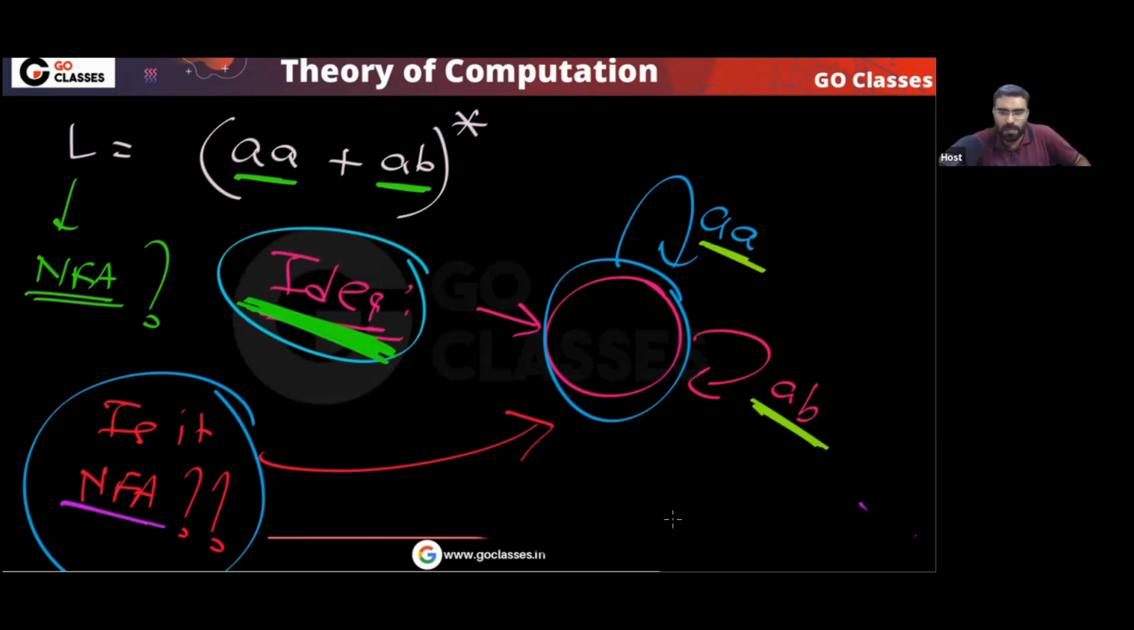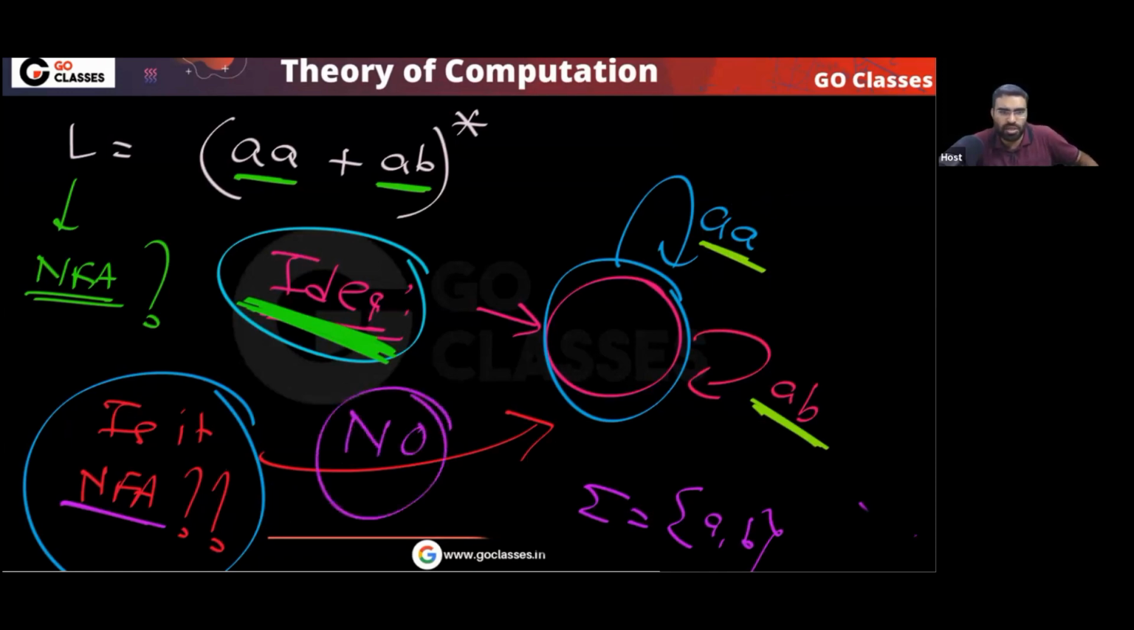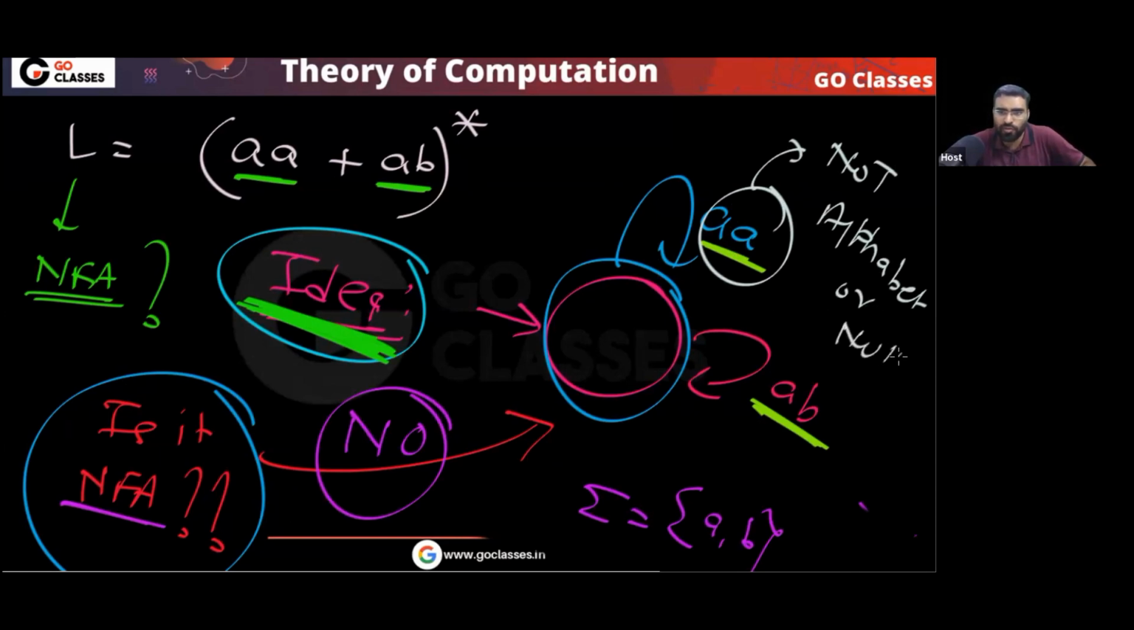The reason is simple, because the alphabet is A comma B. I don't have this alphabet symbol. So is this an NFA? The answer is no, this is not an NFA because this is not in the alphabet. Either this should be an alphabet symbol or this should be what? In an NFA, on any transition, what can you put? This is not an alphabet symbol and it is not a null move.